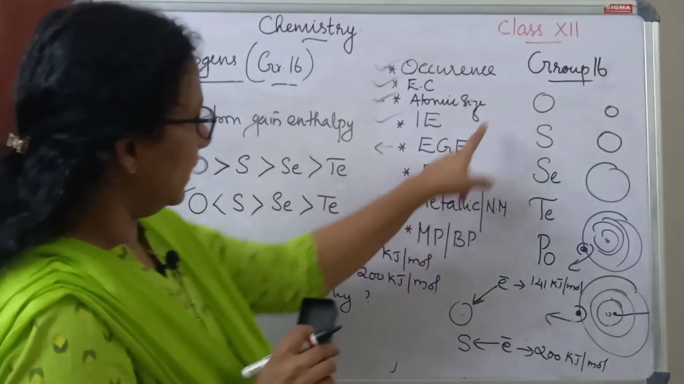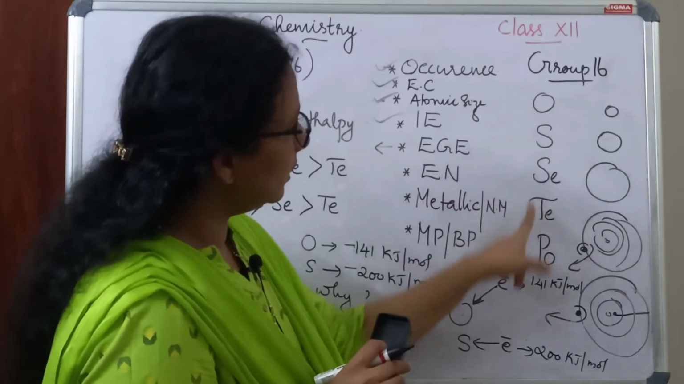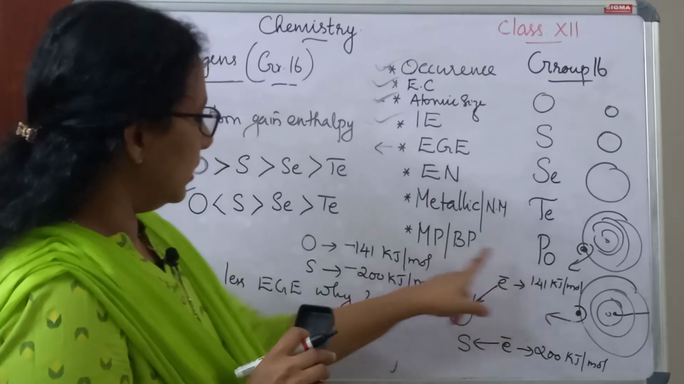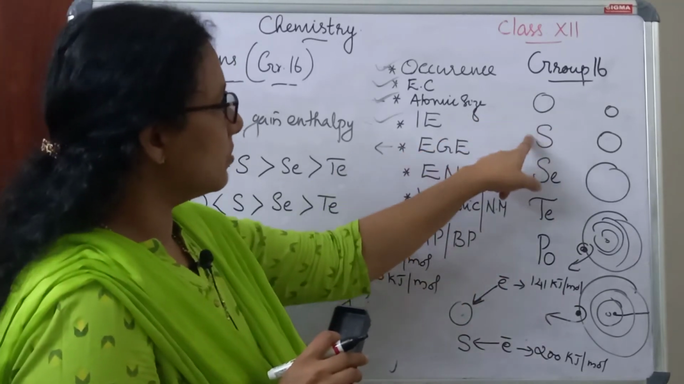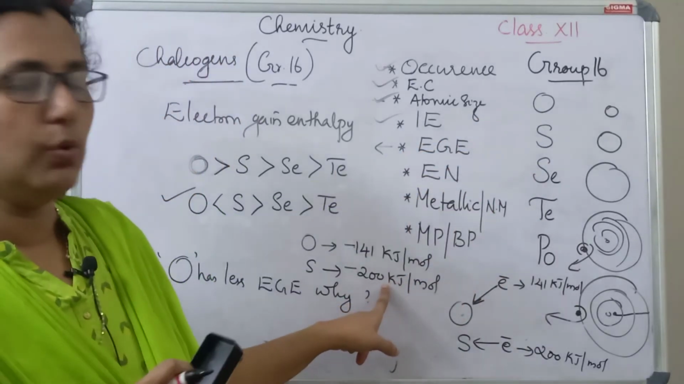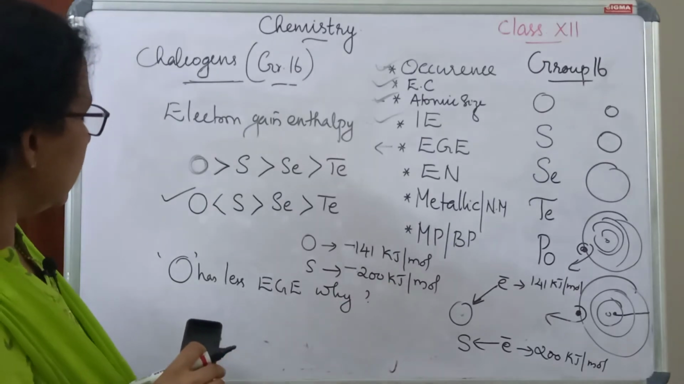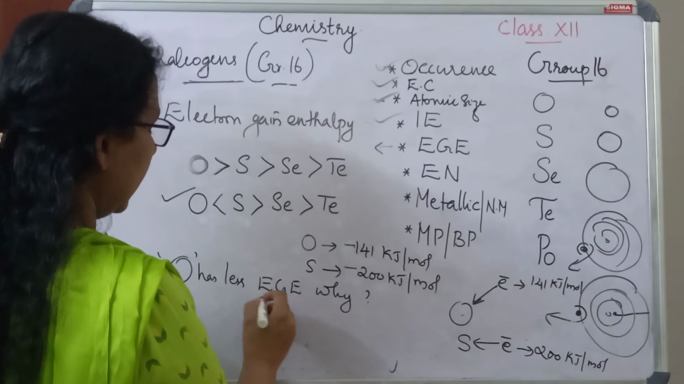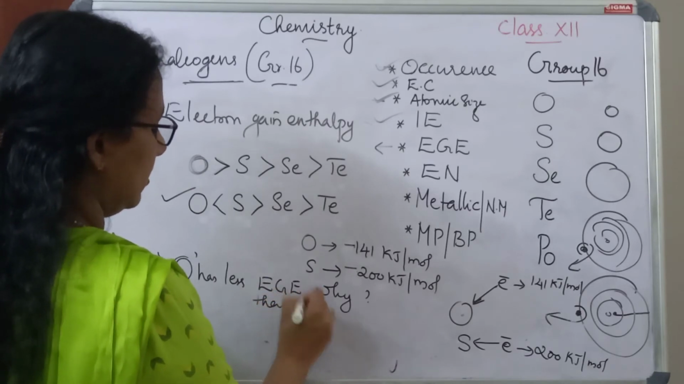But we are expecting, if you are coming down the group, it should be decreasing down the group. But comparing these two, sulfur is having more electron gain enthalpy. So that is the question. Oxygen has less electron gain enthalpy than sulfur.